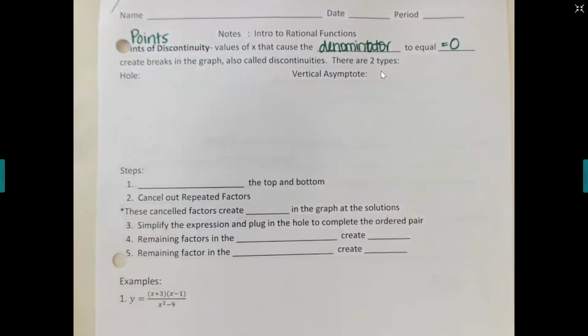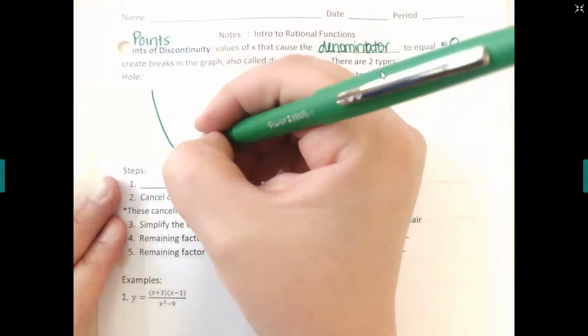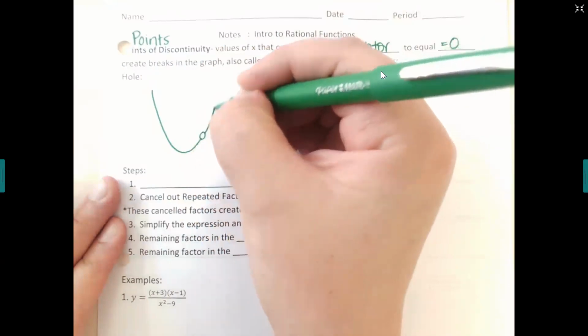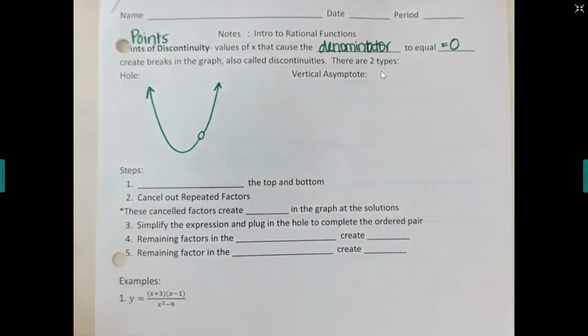There are two ways that these can look. The first one is going to be a hole in the graph. Okay, so you might have a parabola, and then there's one dot that is not included, but everywhere else it's included. Okay, so generally for a hole in the graph, it doesn't affect the whole shape, but it just is one dot that's sort of like excluded from the domain.